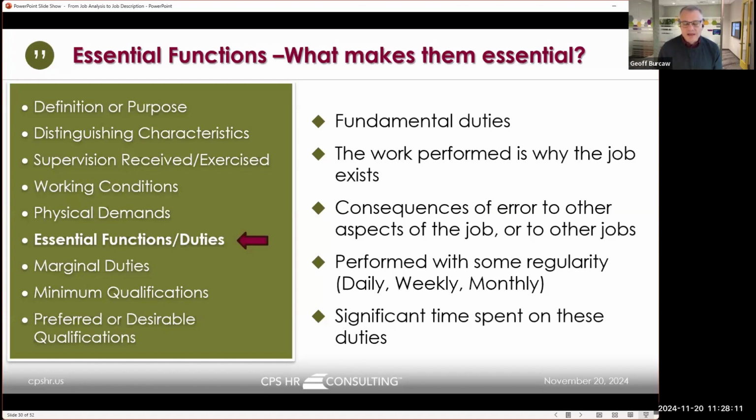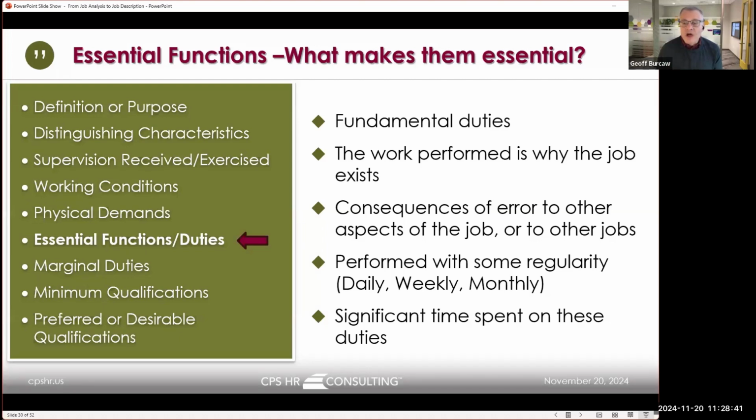For example, a receptionist job. We needed someone to sit at the front and to greet clients or customers as they come in and provide information or whatever. So that duty, greet clients and customers and provide information, is fundamental to the job of a receptionist. That job was created in part to get that work done. So that's a great way to look at a duty and what is really fundamental.